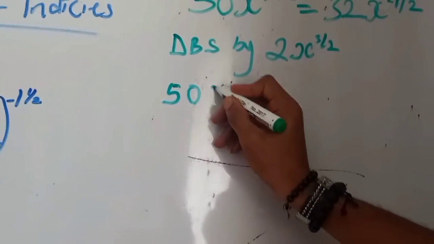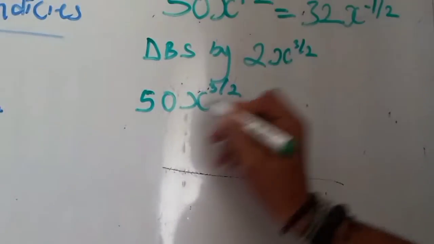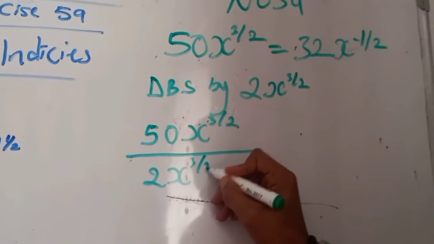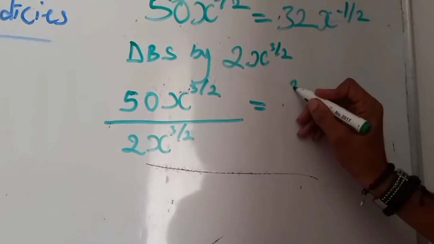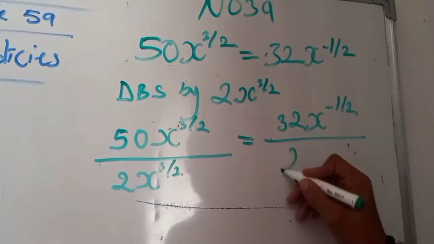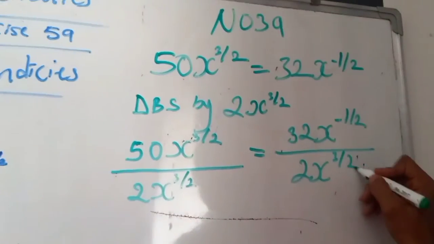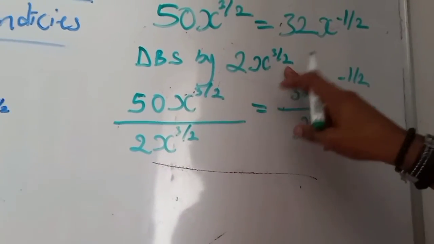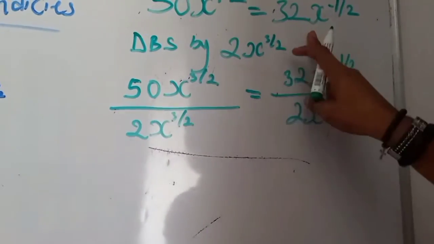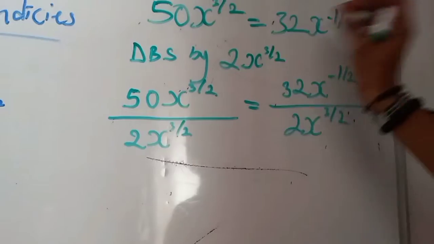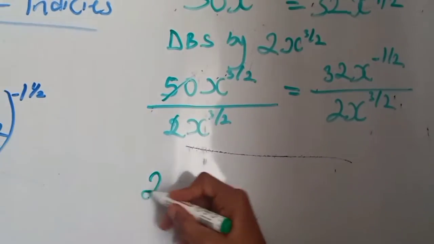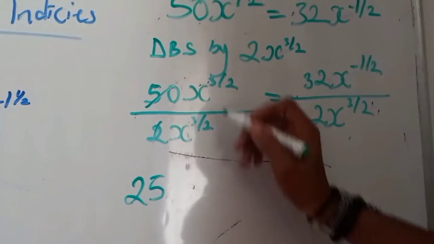50x raised to power 3 over 2 divided by 2x raised to power 3 over 2 equals 32x raised to power minus 1 over 2 over 2x raised to power 3 over 2. So I'm using this 2x power 3 over 2 to eliminate this left hand side and this right hand side. 2 is common between this and this. So I use power now to eliminate both sides. What happened? 2 divided into 50, how many times? 25. 2 going into 50 is 25.